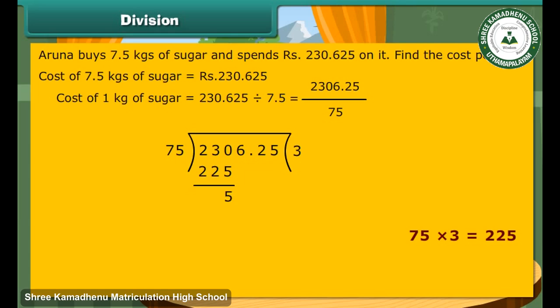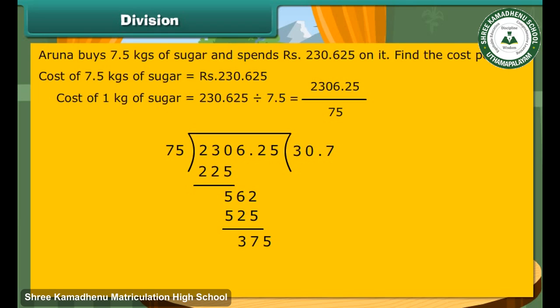5 below. Bring 6 down. The new number formed is 56. 56 cannot hold 75. So write 0 to the right of 3. Bring 2 also down. Since 2 appears after the decimal point, place a decimal point to the right of 0. The new number 562 holds 7 times 75. That is 525. Subtract and write the difference. 37 below.